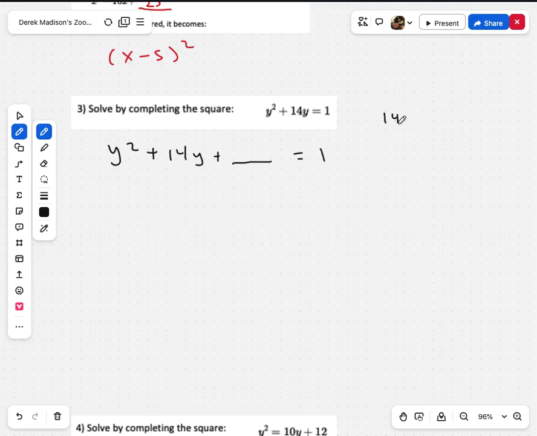So we can go half of 14 is 7, and then squared is going to be 49. So we'll add 49 to both sides of this equation. So that's the adding to both sides step. And then the next step was to factor this. So y plus 7 quantity squared equals 1 plus 49 is 50.